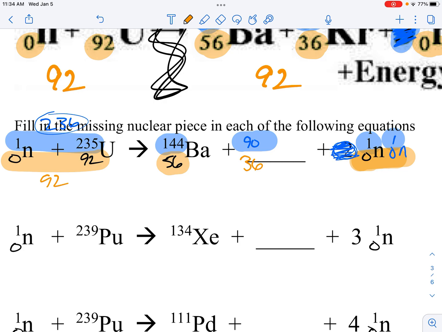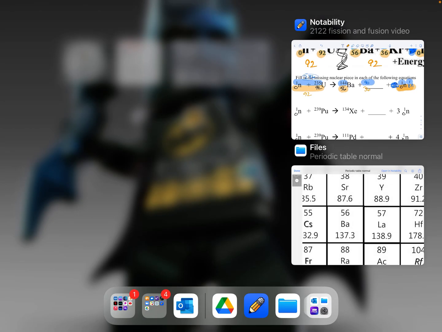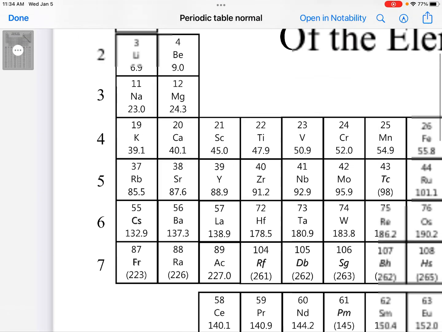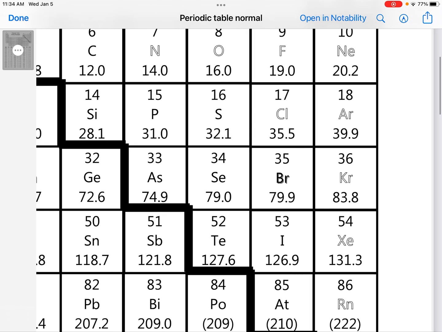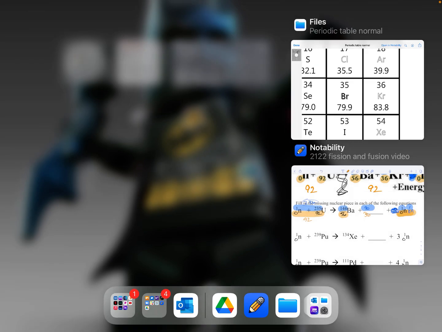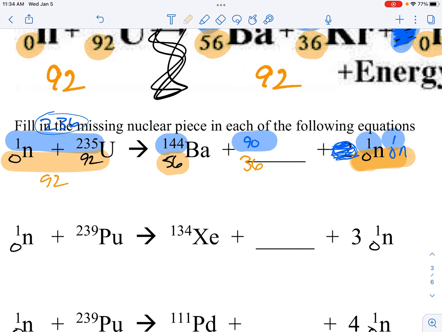So what element is that? I don't know. Let's look it up. So I go back to the periodic table here and I find element 36. There it is. It is element Kr, krypton. So then that is the element krypton that is there.